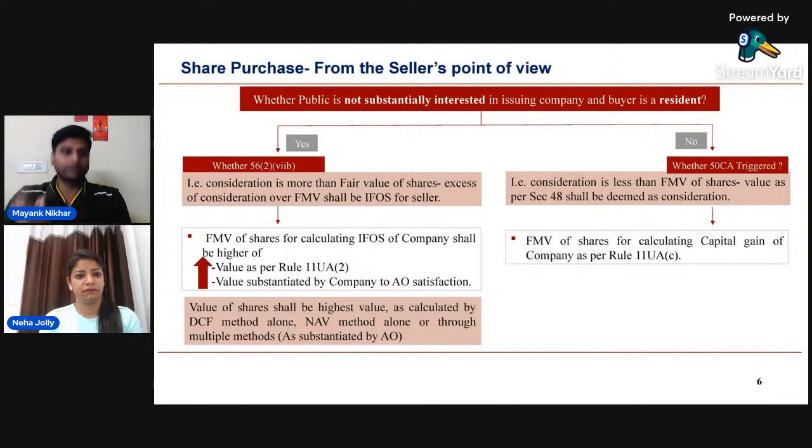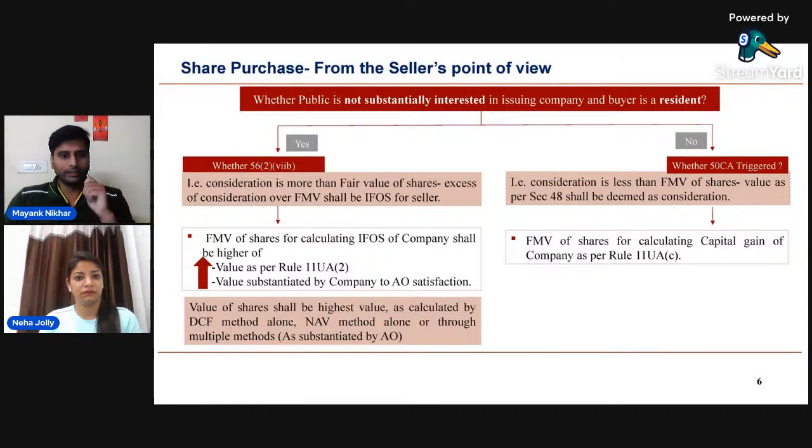Now, I'm not going into Rule 11UA2 because it is very basic. You add the assets, you subtract the liabilities, and then arrive at the value. However, this is a very interesting condition: it has to be the higher of the value as per Rule 11UA2, and the value substantiated by the company to the AO's satisfaction. Now, for 11UA2, there are two options. One, NAV, as I told you. Another is DCF, that merchant bankers can perform.